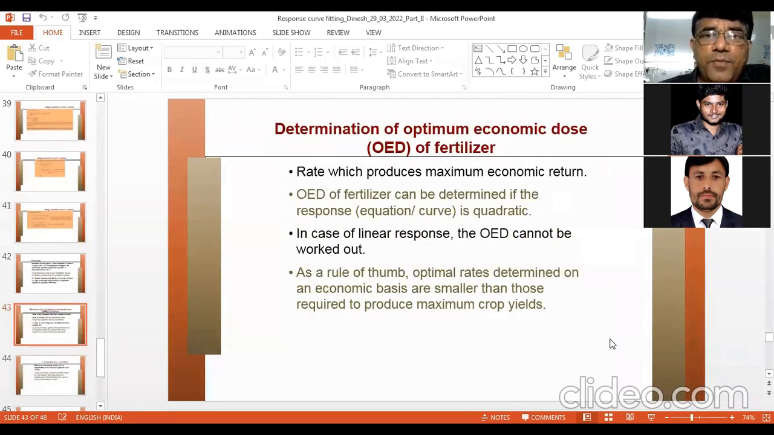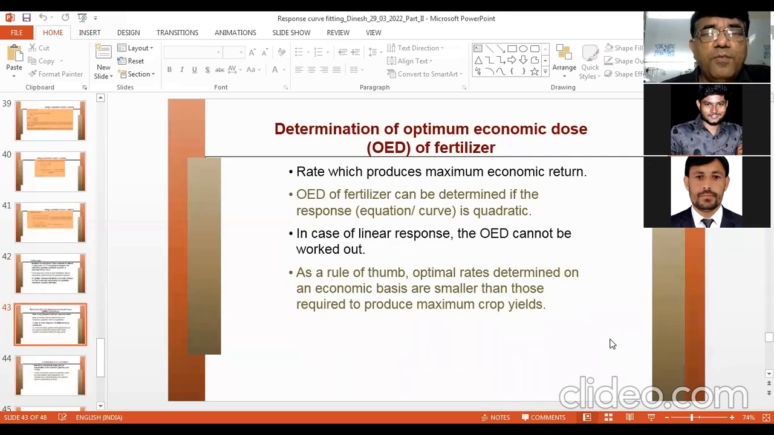Now, the determination of the optimum economic dose is very, very important. Now you need to apply some economic principles to this, and find the rate which produces maximum economic yield. So we need to find the optimum dose mainly to get maximum return, and the other is to prevent pollution of the environment. Because if you use an excess dose of fertilizer, that can pollute your environment, and also it will increase the cost of cultivation, and sometimes excess dose can reduce the yield also. Therefore, optimum dose is very, very important.